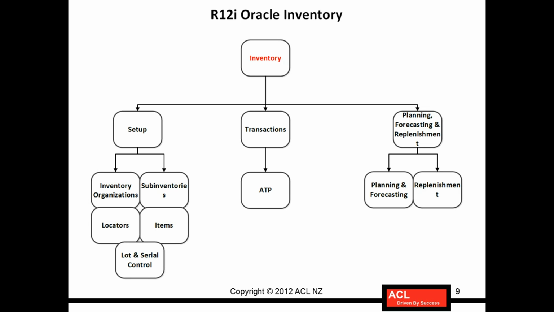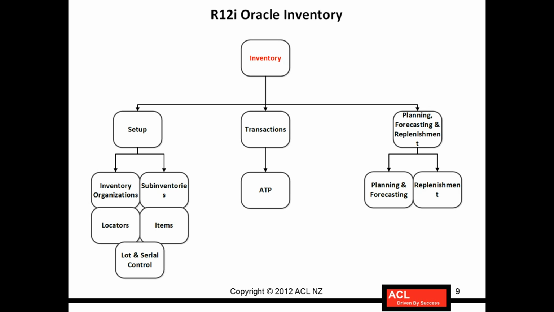So there are some prerequisites that you have to complete, and then there are some post requisites that you have to complete. Prerequisites could include completing setups such as item templates, your units of measure, your attributes or attribute groups, and then interdependencies between attribute groups. And once you set up your items, then you've got an option to set up lot control or serial control around your items.